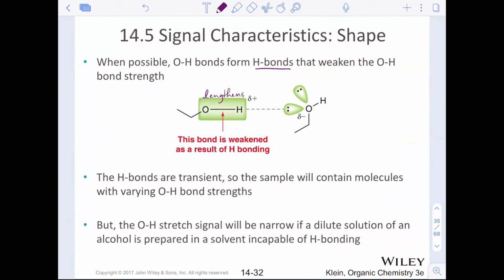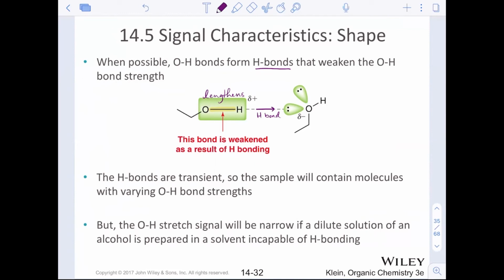Imagine that the oxygen on the right is actually pulling the hydrogen towards itself in the hydrogen bond. Here's our H bond, the intermolecular force that we all know and love. That hydrogen bond is literally pulling on the covalent bond of its adjacent alcohol molecule and thus weakening it. As a result, we get a bunch of different types, varying strengths of OH bonds in our sample, dependent on the length of the OH covalent bond, based off of the hydrogen bonding that's taking place.